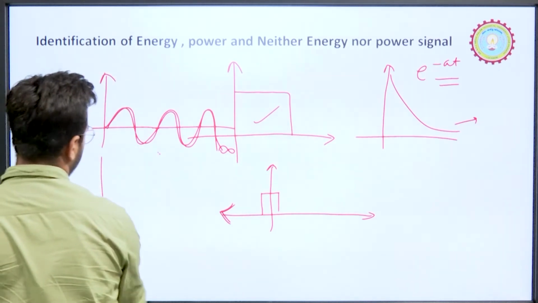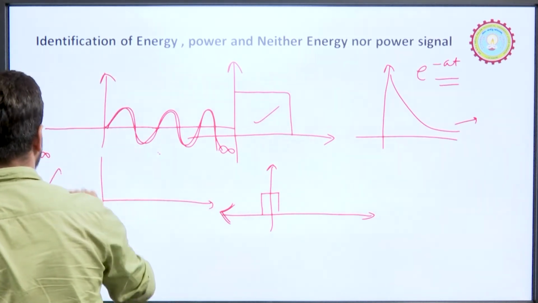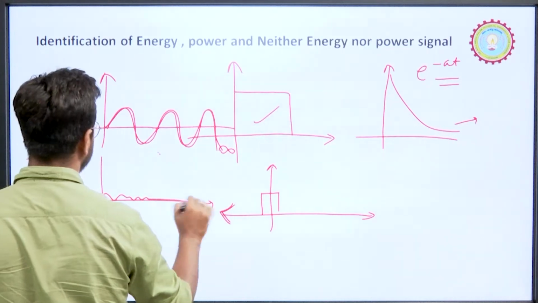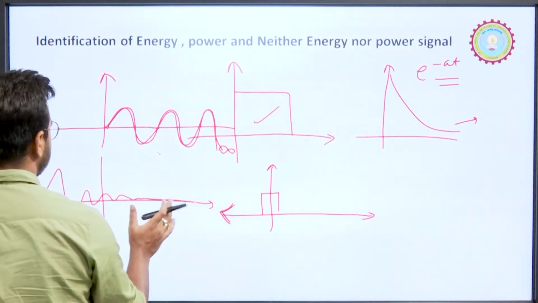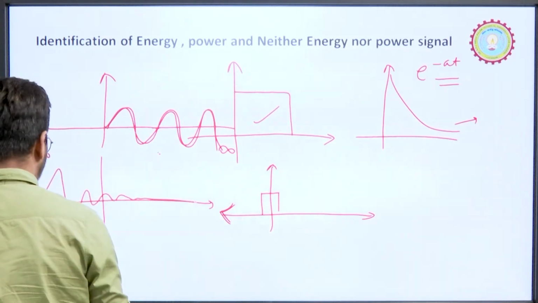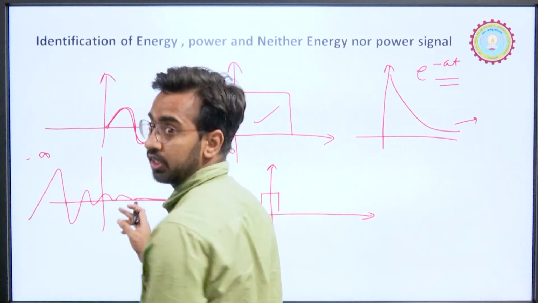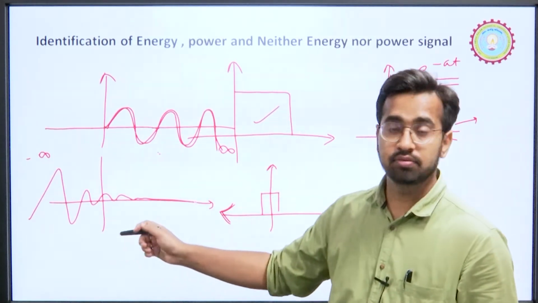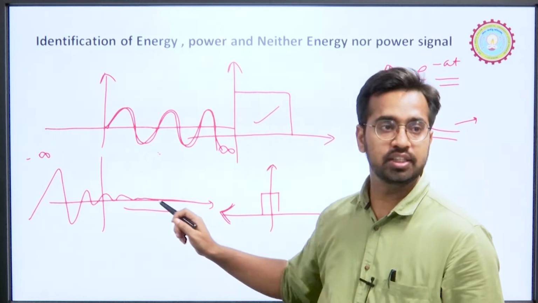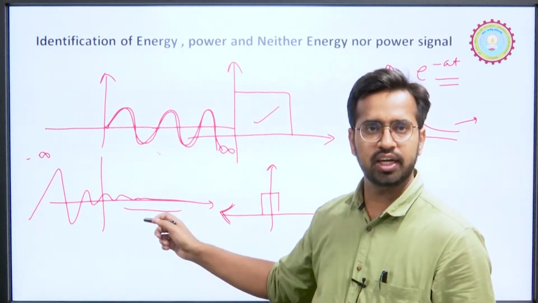As another example, suppose I draw a signal like this. You can see this signal is also existing from minus infinity to plus infinity, but the signal is decaying in nature. So we can say the signal is an energy signal.